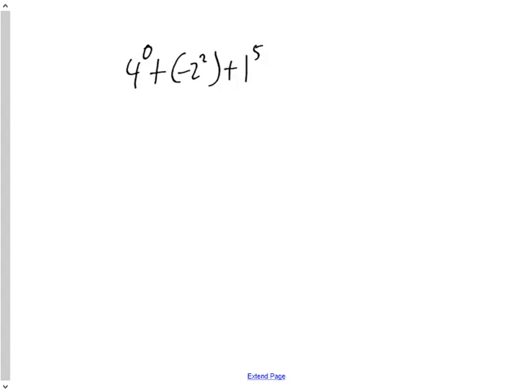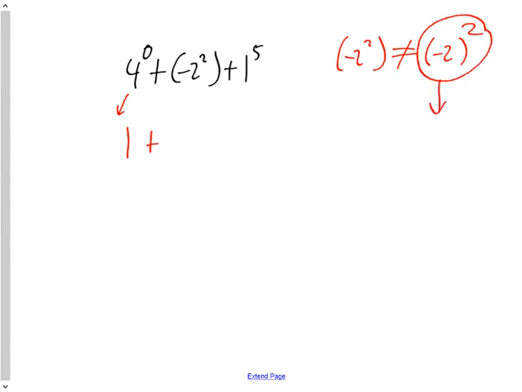Your second question gives you integer exponents. First one says 4 to the exponent of 0. Any base to the exponent of 0 is 1. Plus, remember, this does not equal this. So this right here, if I was to say what's -2 times -2, it's +4. And the other one means the opposite of 2 squared, so the answer for this is -4. And any 1 to the exponent of anything is 1 times 1 times 1 times 1, which is 1. 1 plus -4 is -3. And -3 plus 1 is -2.